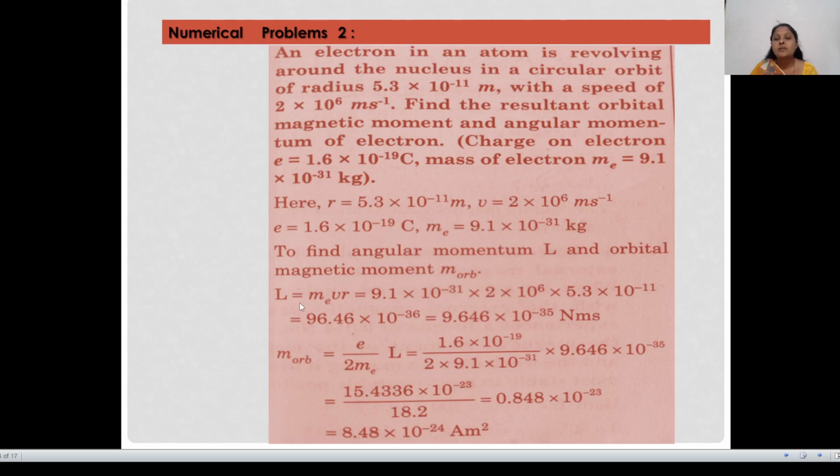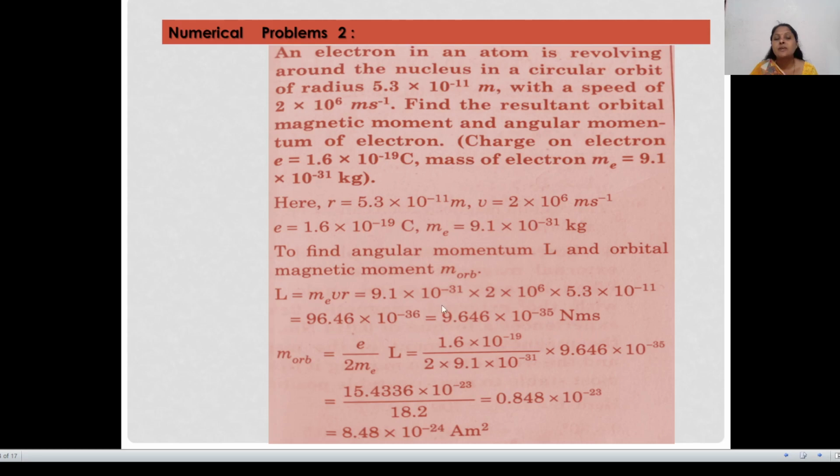Let us take the formula: the angular momentum L is equal to me v r, and M orbital is equal to e by 2me into L. Therefore, put the value of m, e, v and r, and we get the answer for L. L means angular momentum. L is equal to 9.646 into 10 raised to minus 35 newton meter second.